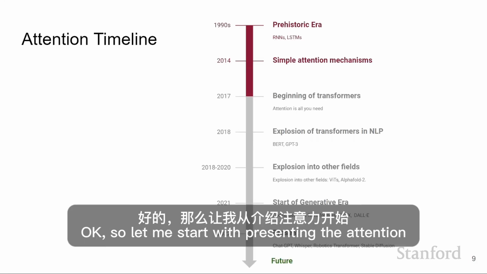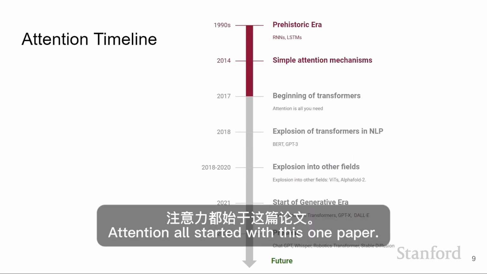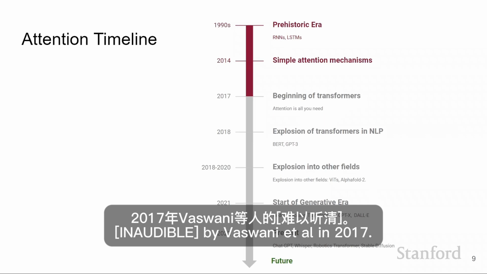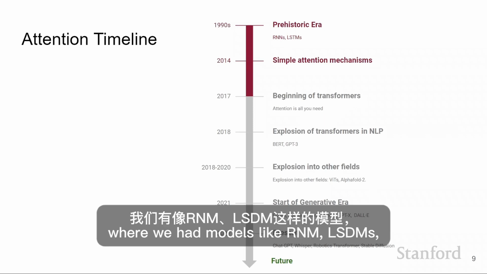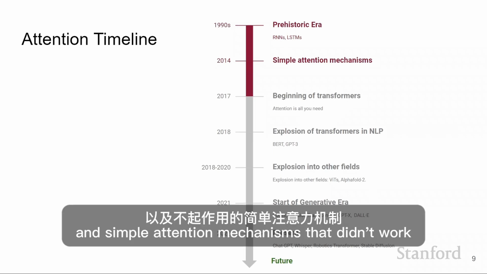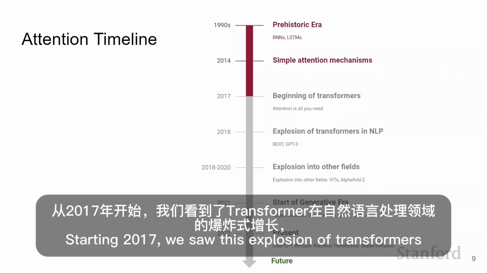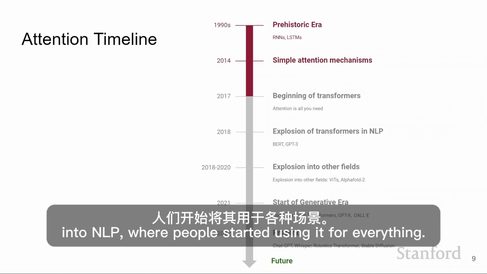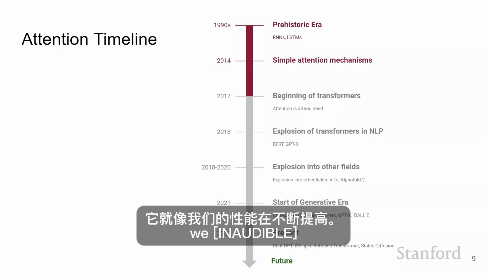Okay, so let me start with presenting the attention timeline. Attention all started with one paper, Attention Is All You Need, by Vaswani et al. in 2017. That was the beginning of transformers. Before that, we had the prehistoric era where we had models like RNNs, LSTMs, and simple attention mechanisms that didn't work or scale that well. Starting 2017, we saw this explosion of transformers into NLP, where people started using it for everything. I even heard this quote from Google: our performance increased every time we fired our linguist.